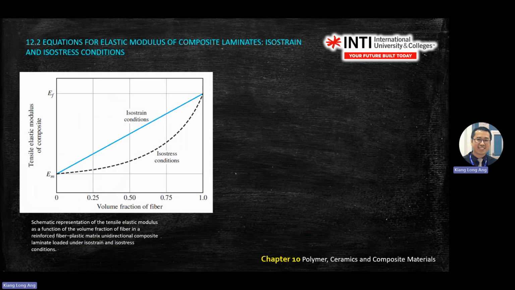Now, these are the graph or schematic presentation for tensile properties and volume fraction of fiber. This is just to show you what happens if you increase the fiber percentage from 0%, 25%, 50%, 75%, and 100% of fiber. Of course, you know that when you increase fiber, you increase the tensile elastic modulus of the composite. So isostrain is this one.